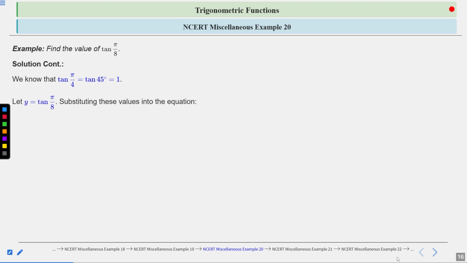Now substituting these values into the equation, we will get 1 is equal to 2y upon 1 minus y square. Rearranging the equation to form a quadratic equation, 1 minus y square will be equal to 2y. So we can say that y square plus 2y minus 1 is equal to 0, right?